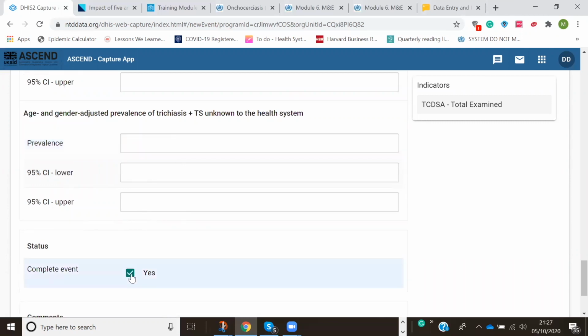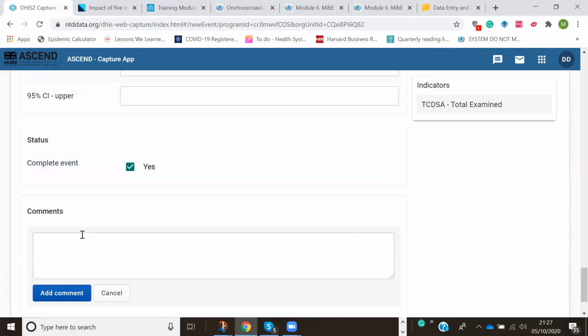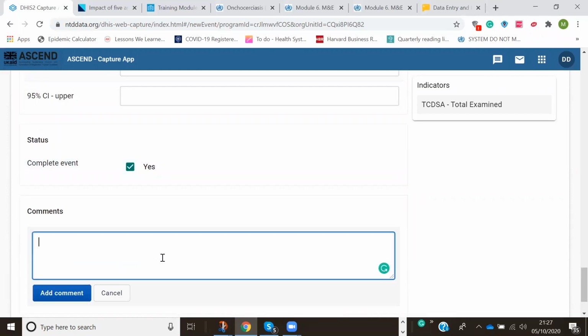When it's complete, you indicate yes. And if there's any other information that you need to add that might be of value, qualitative information that might be of value in interpreting the information that you've given, then you can add in the text inside here.